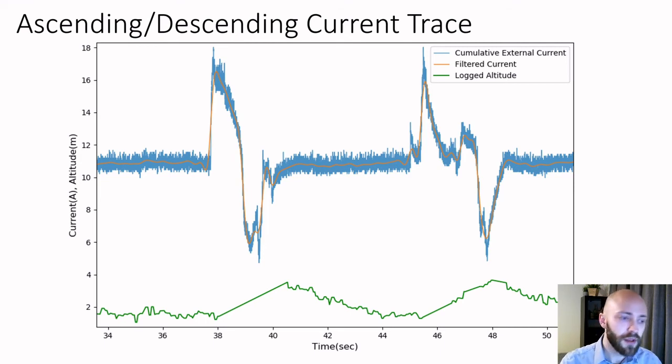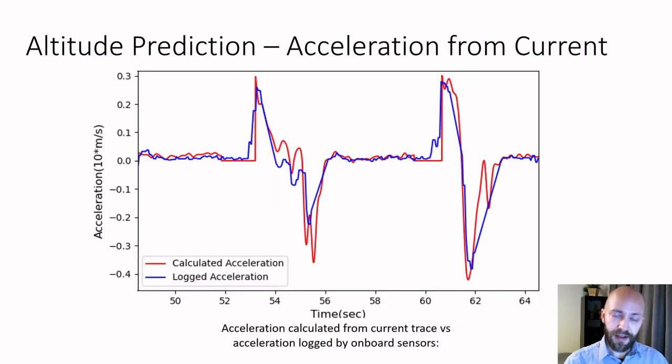the drone is in. Once I have the flight state classified, if it's hovering, ascending, or descending, I then have a formula that does a mapping from the current to an acceleration value. And this is what my calculated acceleration using nothing but that battery information looks like compared to what an acceleration sensor on the drone itself thinks its acceleration is. Once I have this acceleration predicted, I then map that to a velocity and then a position. So that's how I do my altitude estimation.